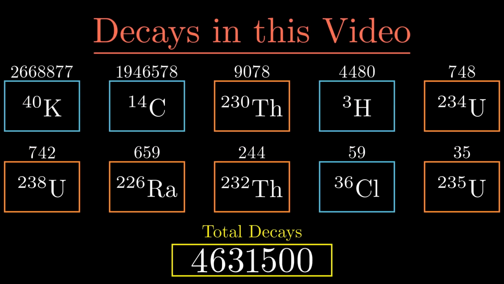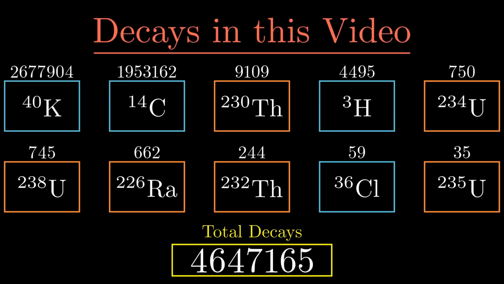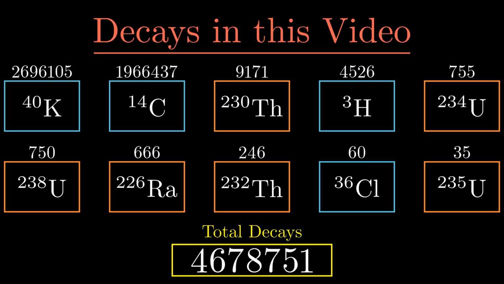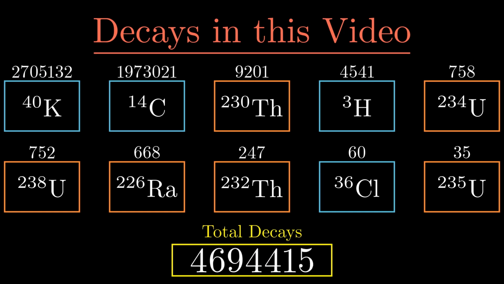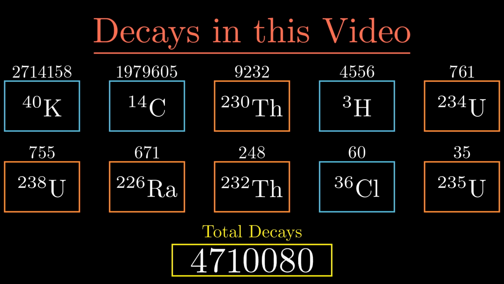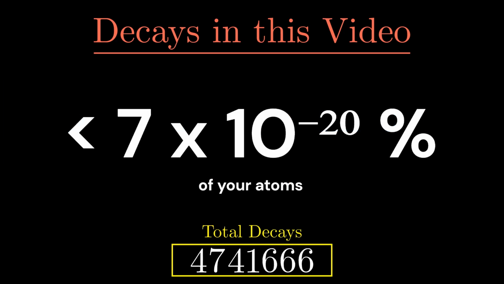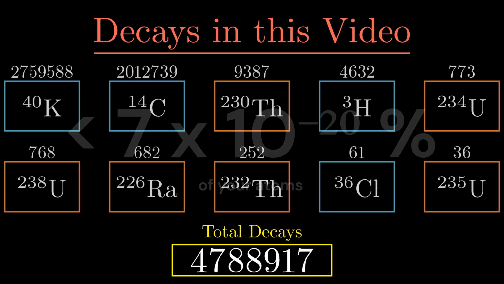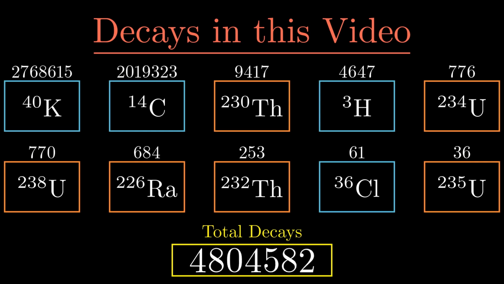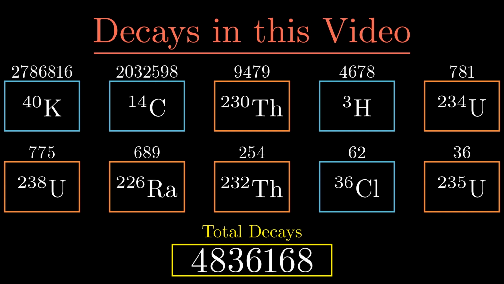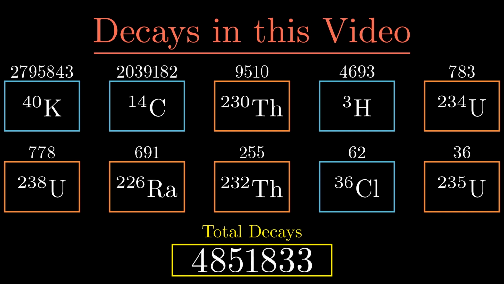Although since the beginning of this video, over 4.5 million atoms have decayed in your body, and the number just keeps growing, so reducing it by a few thousand isn't going to do much. However, before you go and mourn the decay of millions of your atoms, this number represents a bit less than 7 times 10 to the negative 20% of all your atoms, which I think we can agree is rather small. Nevertheless, I thank you for sacrificing your atoms to watch this video. Until the next one is uploaded, I suggest replacing your lost atoms with a nice banana.